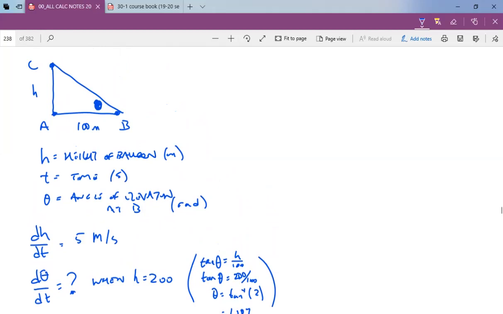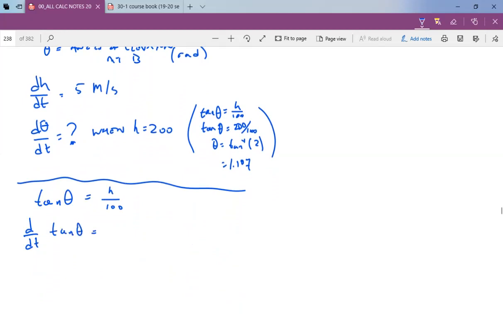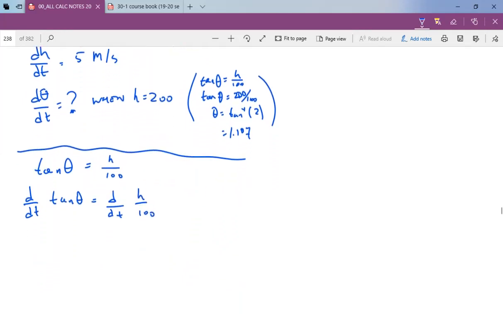All right, so we are trying to find how quick this angle is changing. We know that this is 100, that's a constant. We know dh dt, so we have this relationship between this angle, theta, our h, and our 100, and it's easily defined as tan theta equal to h over 100. When we differentiate this, we take the derivative of the left side with respect to time, and take the derivative of the right side with respect to time. So d dt of tan theta.